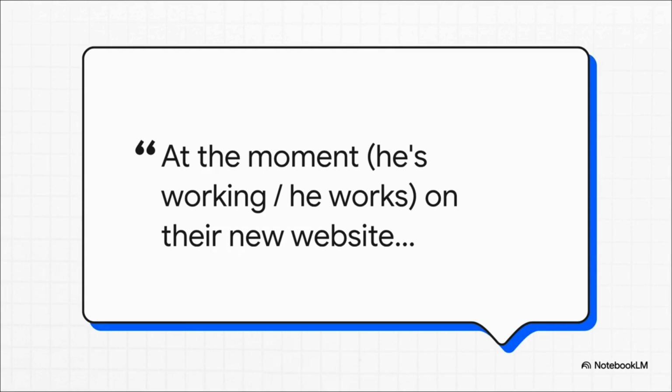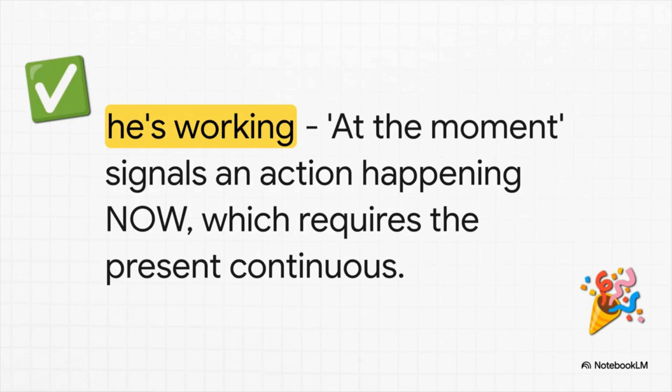I'll give you a few seconds to think about your answer. Okay, got your answer? The correct choice is he's working. And remember, he's is just a short way of saying he is. So why is this the right answer? Well, look at the first few words, at the moment. This phrase is like a big signal. It tells you that the action is happening now. And for actions that are happening now, we always use the present continuous.